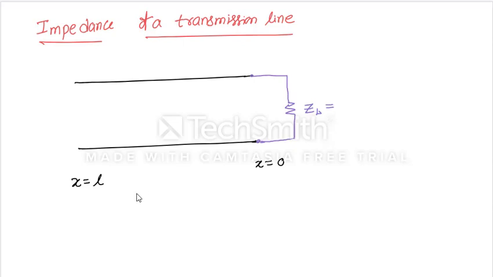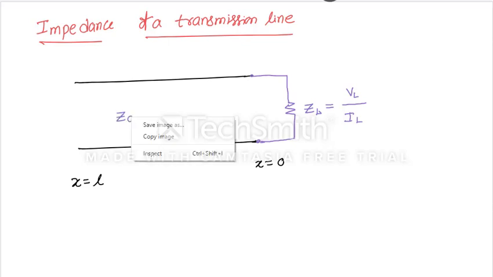ZL is the load impedance, which is given as VL by IL. Load impedance is equal to load voltage by load current. And of course this transmission line will have some characteristic impedance. I can say Z0, characteristic impedance is Z0.